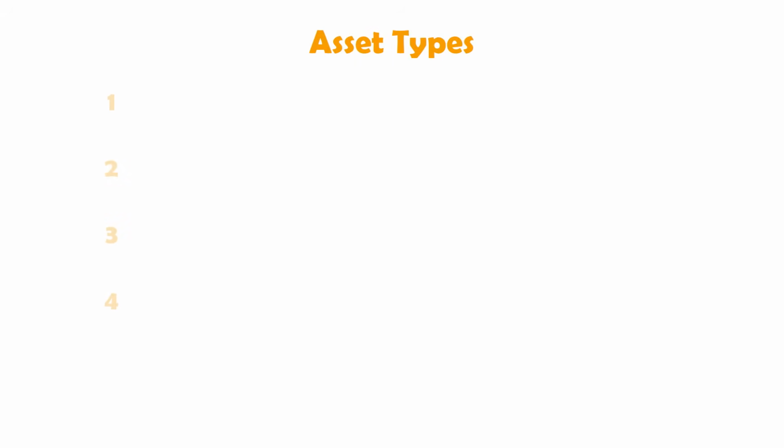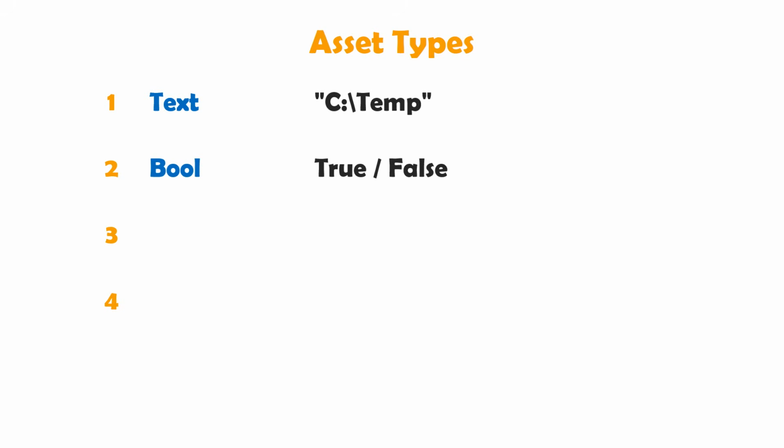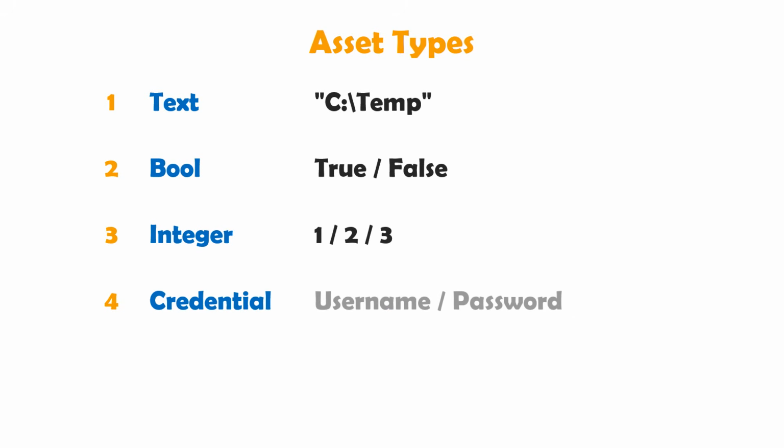There are 4 types of assets, which we can use in Orchestrator. These are text, to save a string variable; bool, to save a Boolean variable; integer, to save a number variable; credential, to save credentials for a system or mailbox. Here we can save the username and password.